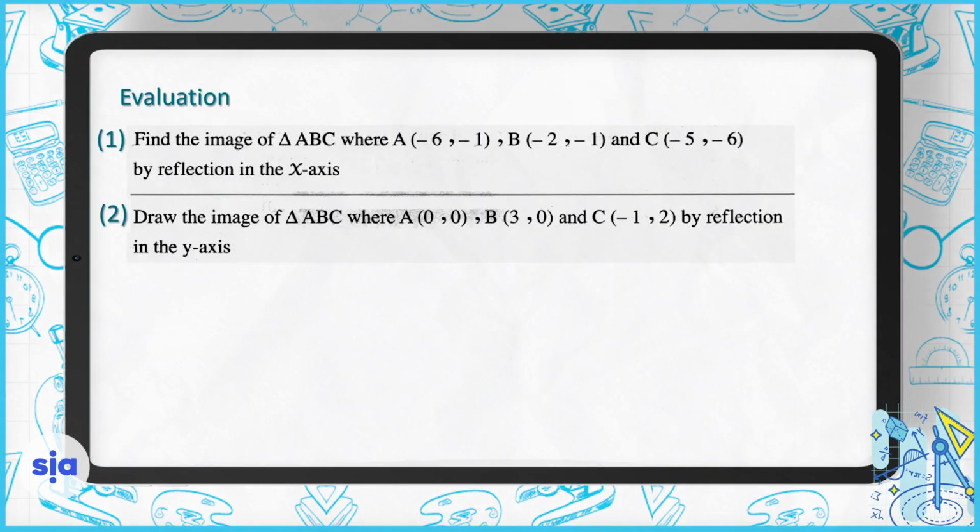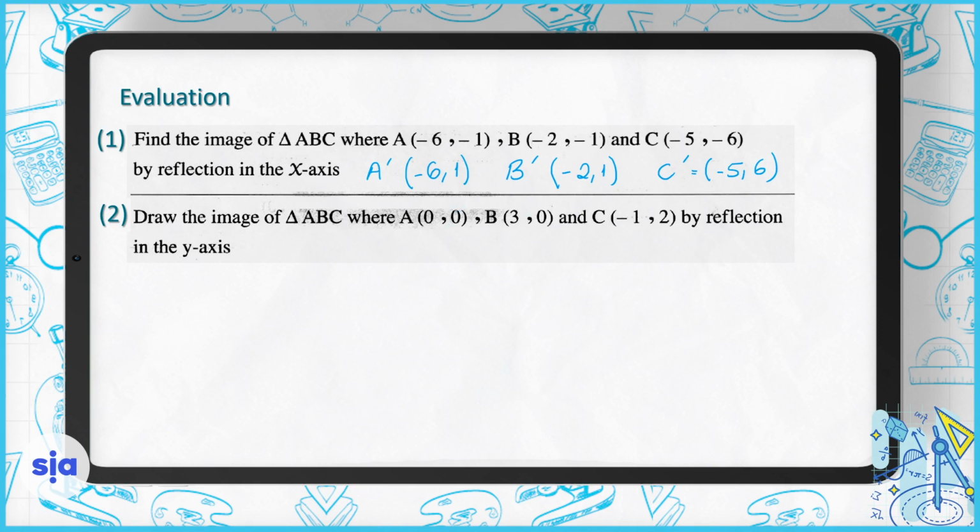Question 1. Find the image of triangle ABC, where A, B, and C have these coordinates, by reflection in the x-axis. We know that for reflection across the x-axis, we change the sign of y while we keep x as it is. So A dash will be negative 6 and 1, B dash will be negative 2 and 1, and C dash will be negative 5 and 6.